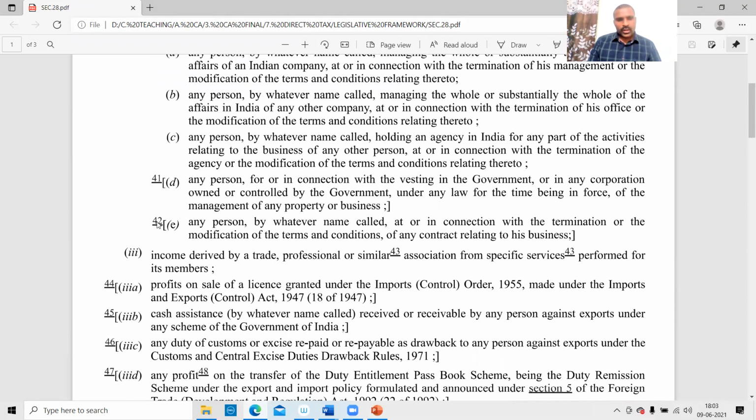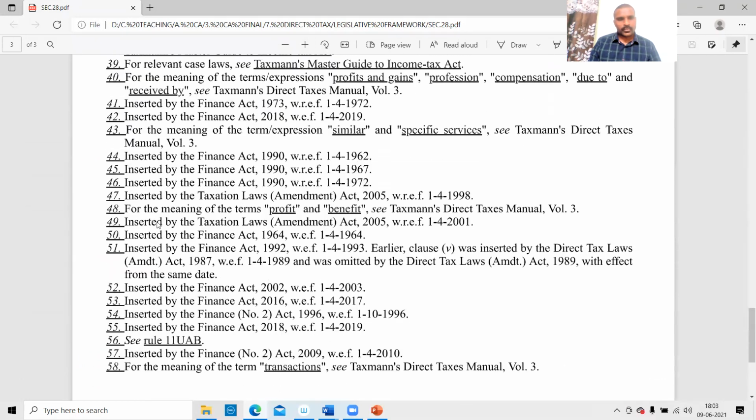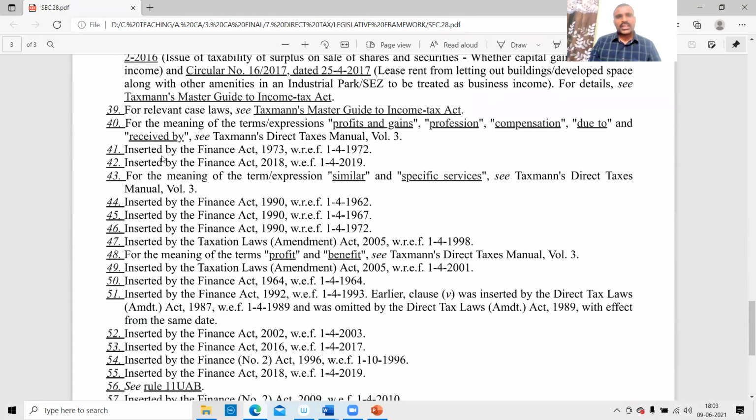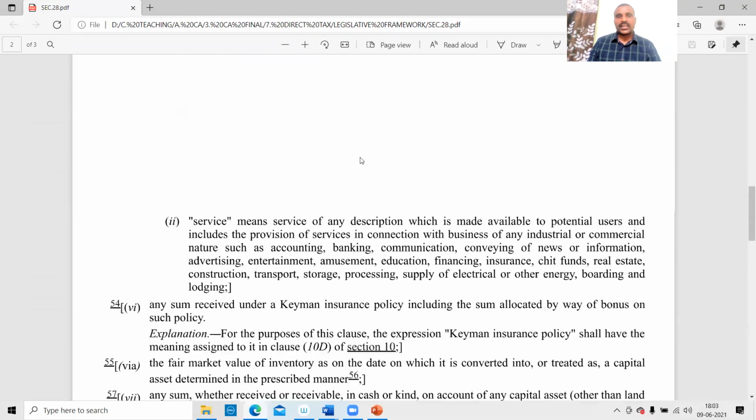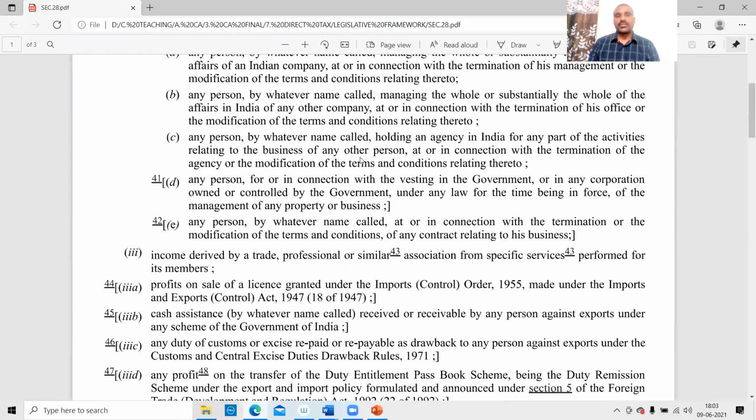42, if you look at this 42 footnotes, it was inserted by the Finance Act 2018. Earlier it was not there. Now the Act has inserted. Finance Act has inserted 2018, and they said that it is a transaction. Every transaction is taxable. Okay. Now the Finance Act says yes, it is taxable.